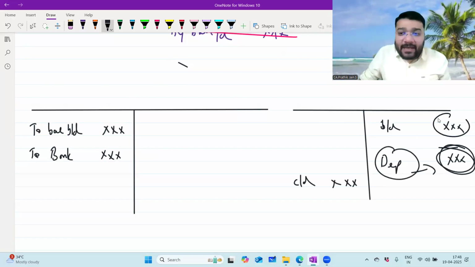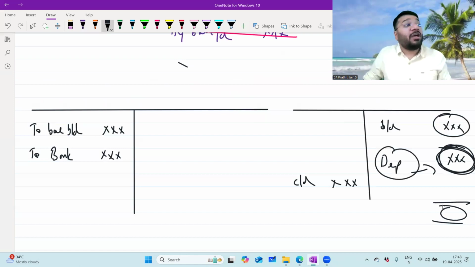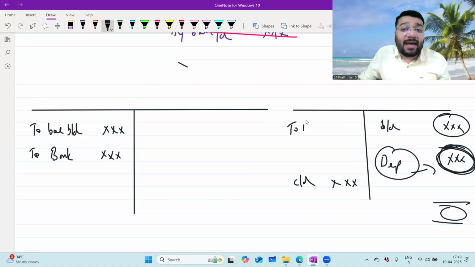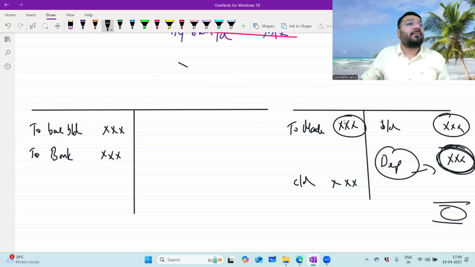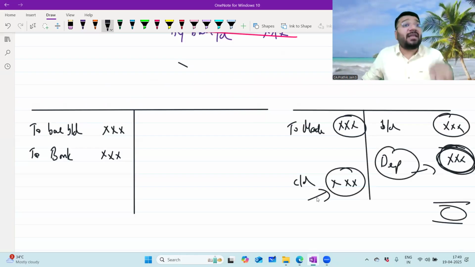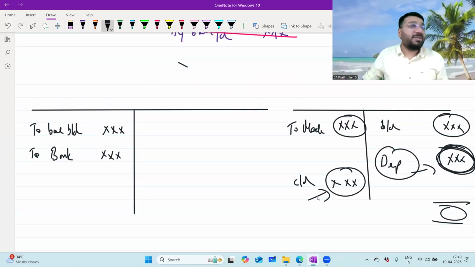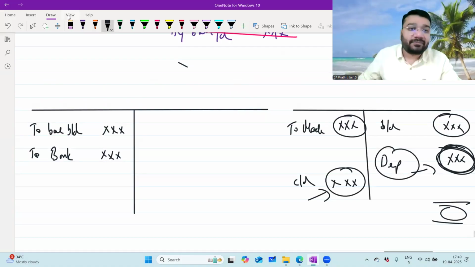So now opening balance of depreciation plus current year depreciation, this is the total depreciation. From the total depreciation, you have to minus the accumulated depreciation of that asset which is not there in the business. So this is our transferring, where? To machine account. So now I'll be left with the accumulated depreciation of that asset which is still being used in the business.